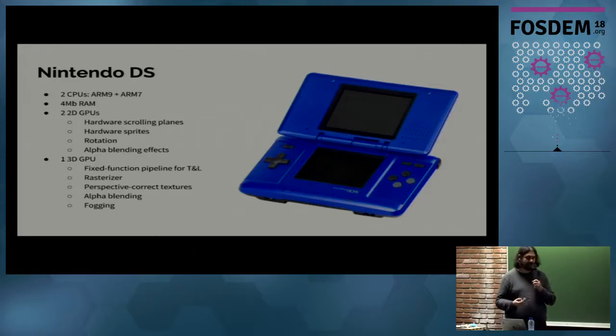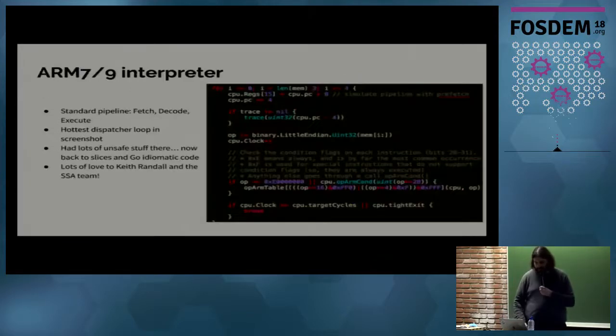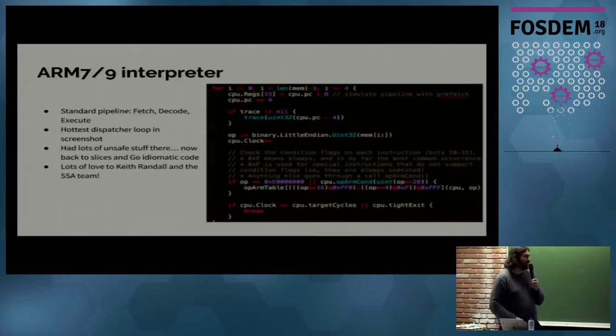It has two CPUs, ARM9 and ARM7, two different 2D GPUs, one per screen, and one 3D GPU. And a bunch of hardware that you also need to emulate, like DMAs, timers, and whatnot. So first you need to write an ARM7 and ARM9 interpreter from scratch. Basically you write the standard pipeline of a CPU, fetch the code, execute, and emulate that in Go.